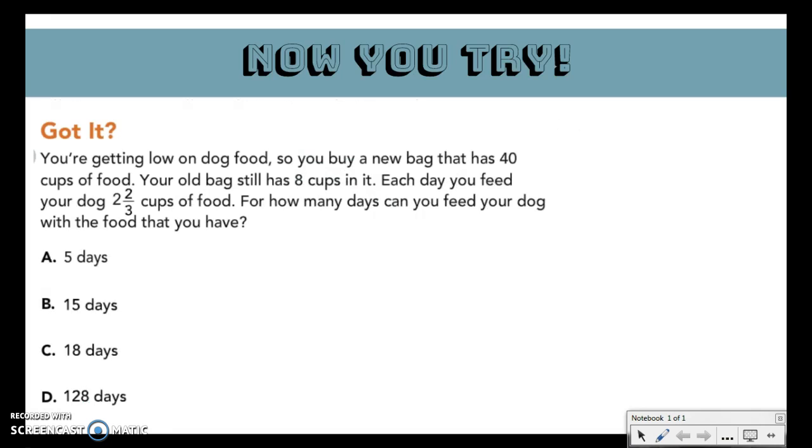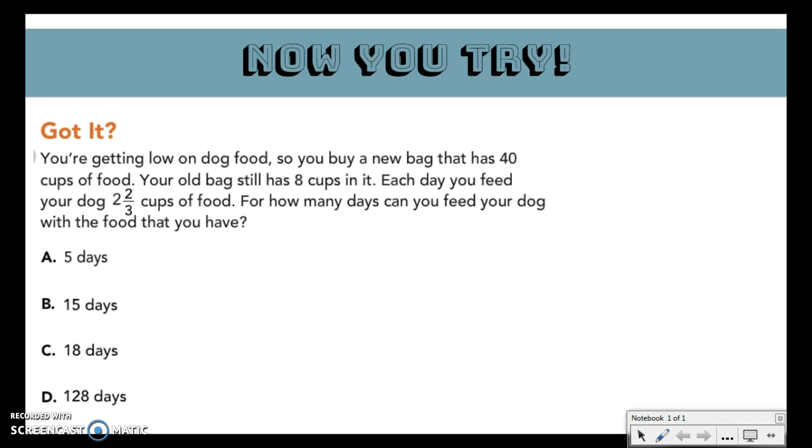You're getting low on dog feed, so you buy a new bag that has 40 cups of food. Your old bag still has 8 cups in it. So each day you feed your dog 2 2/3 cup of food. For how many days can you feed your dog with the food that you have? So here are your answer choices. You have 5, 15, 18, and 28.